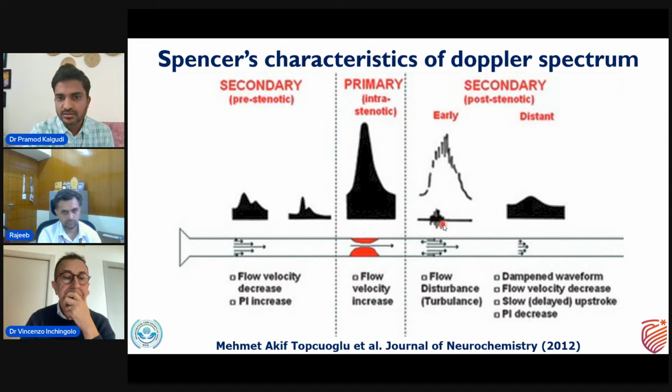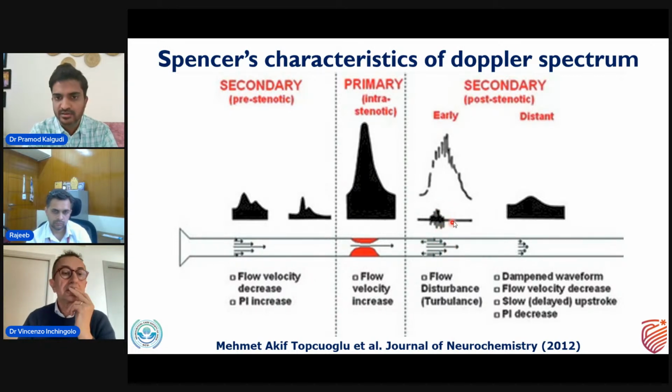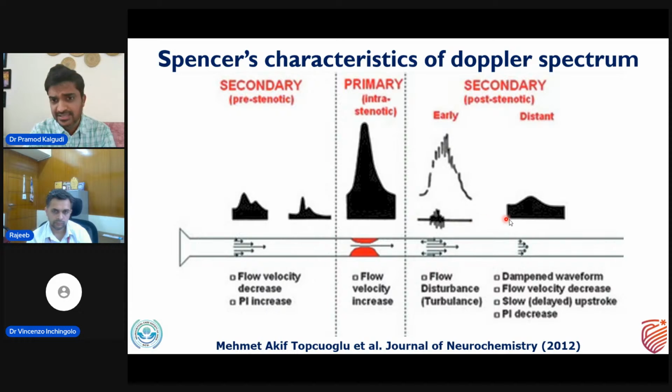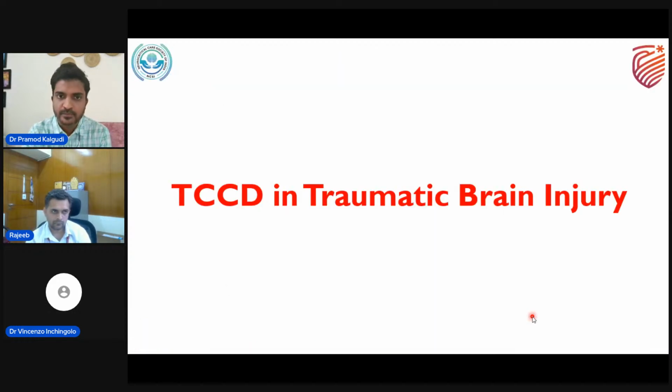The opposite holds good with the post-stenotic segments. The early post-stenotic segment will generally have too much turbulence, so you will see a wide spectrum of Doppler in this region. Whereas a little distant to the post-stenotic region, you see some sort of dampened flow. This is the stump flow before the stenosis. You see a dampened flow, which looks just like a camel's hump. So here the flow velocities decrease, and with that the PI also decreases because both peak systolic and diastolic velocities have reduced.